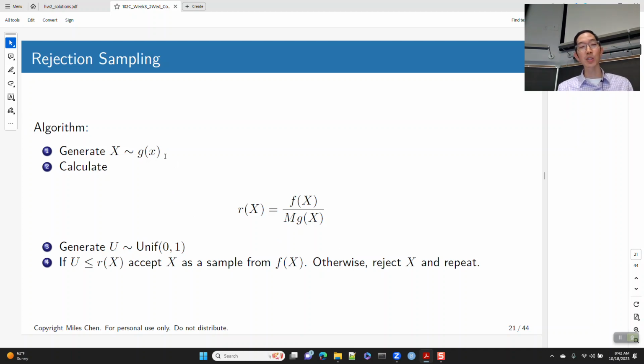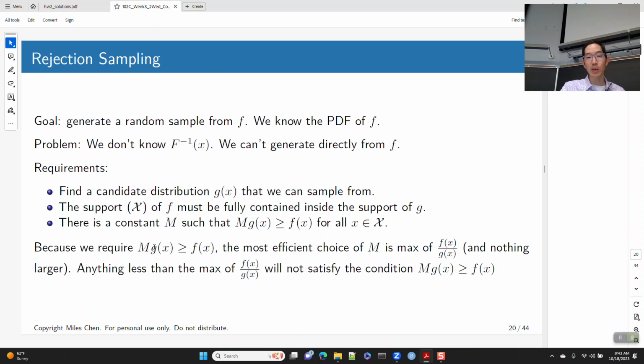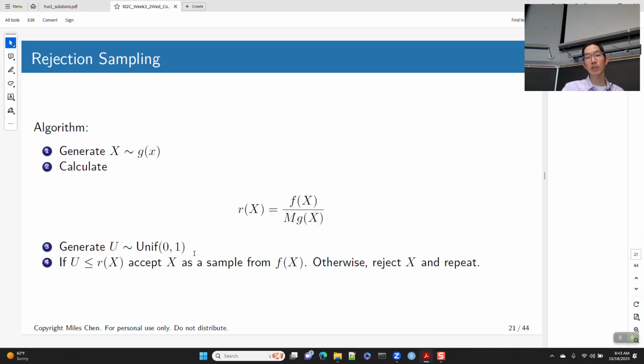Okay, and so the way rejection sampling is going to work is you generate a random value from your generating distribution g(x), and then you calculate this ratio, basically an acceptance rate, which is f(x) divided by m times g(x). And we know that m times g(x) is always going to be greater than or equal to f(x) because of this requirement. So this acceptance rate will be at most 1 and possibly something quite less, right?